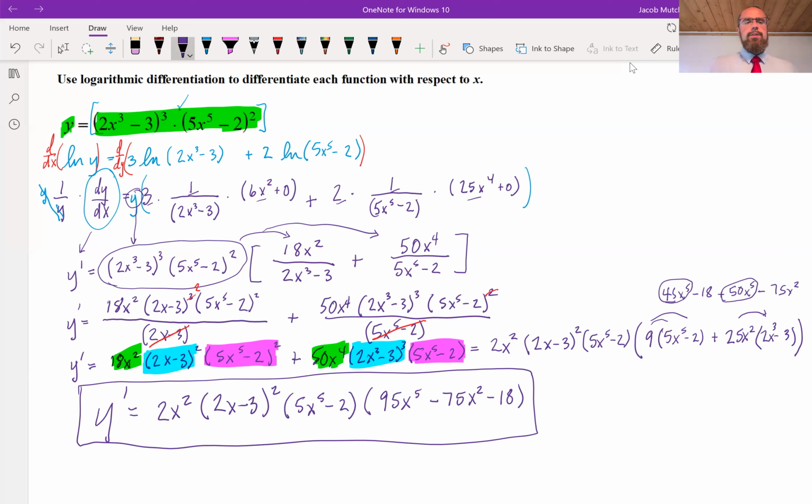Definitely we could use this logarithmic differentiation for products. It's also useful for quotients, since we can convert quotients using logarithmic rules to differences. But we'll let these two examples suffice.